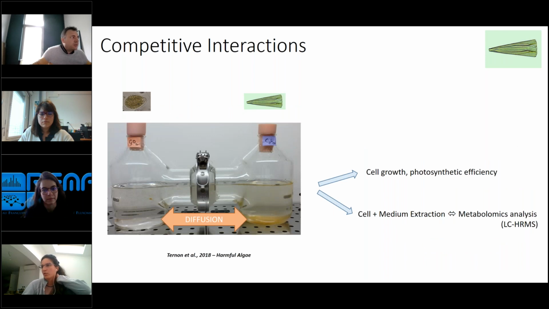To test this question, we performed a co-culture experiment using co-culture chambers.